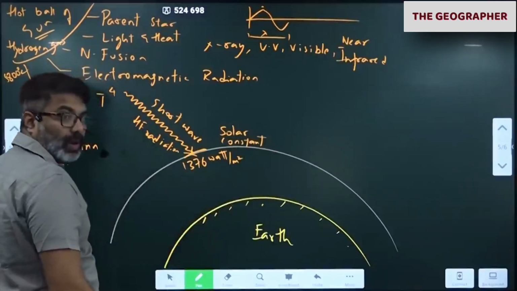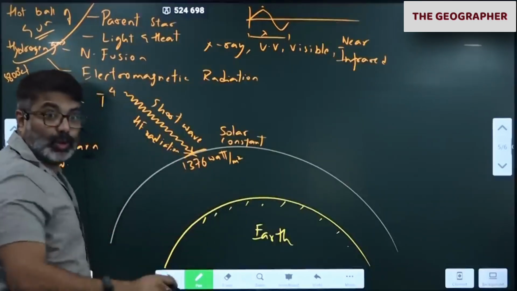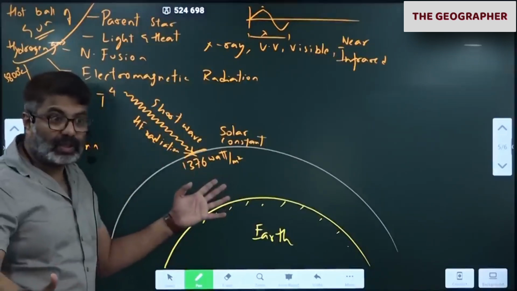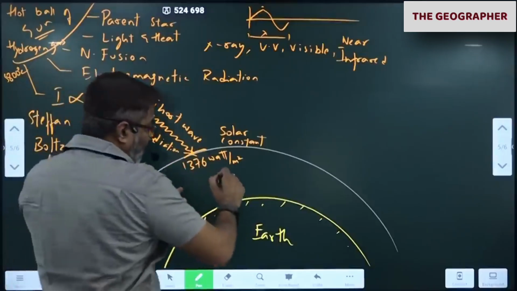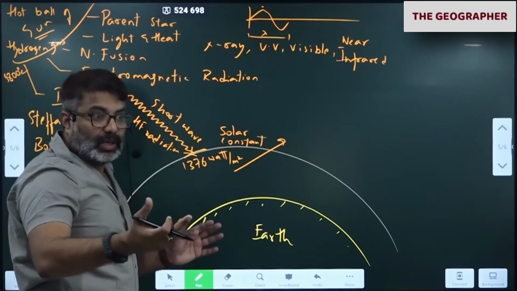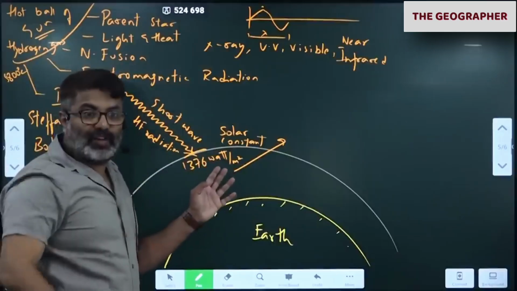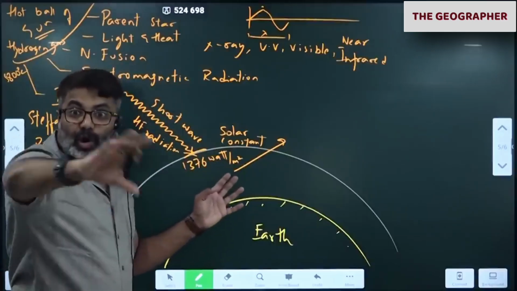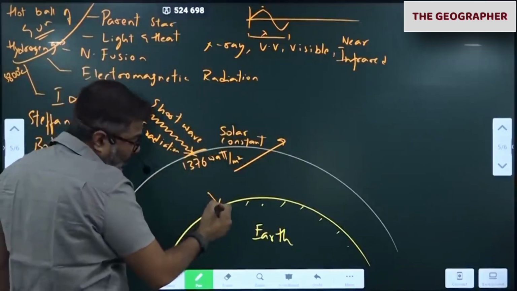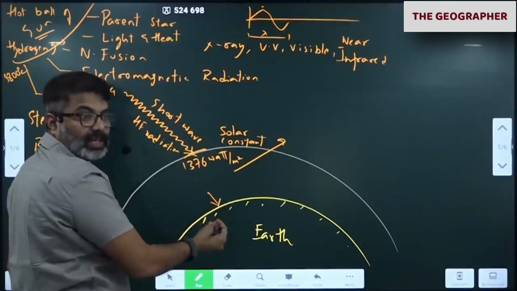After reaching the top, it has to enter our atmosphere. When it enters our atmosphere, we have gases, dust particles, water vapor, clouds. Some of the energy coming inside will be reflected back by the clouds. Dust particles in the atmosphere will reflect some. Water vapor and clouds will reflect sunlight. Smog sometimes also. That will reflect most of the sunlight. Before it reaches, only part of it reaches here, like 350, 400.